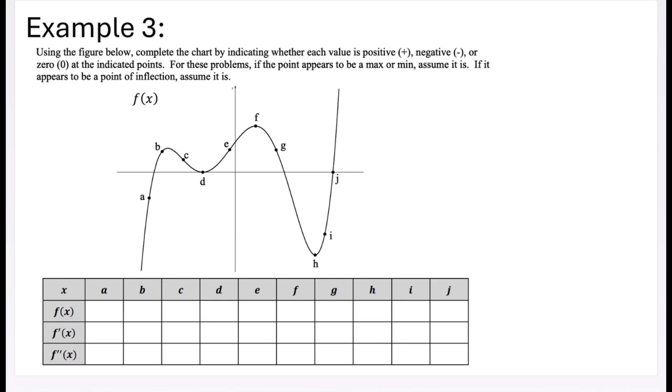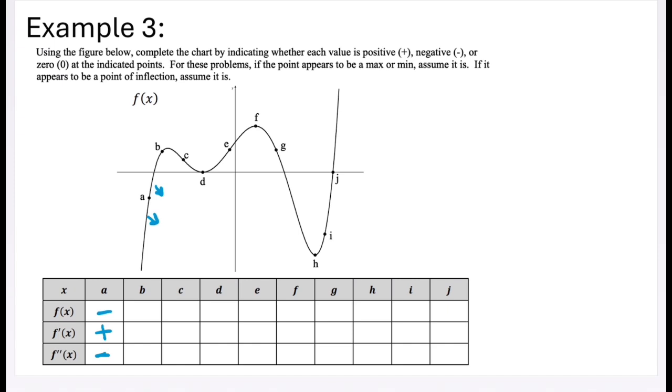Point A, f of x is negative because it's below the x-axis. It's on an increasing portion of the graph, so the first derivative is going to be positive. And then if you look at that piece of the graph, this piece of the graph is concave down, which means the second derivative is going to be negative.